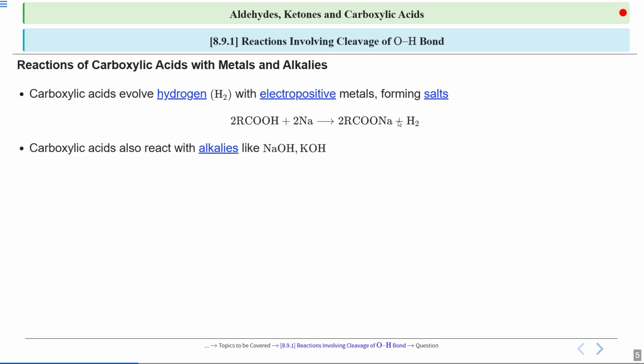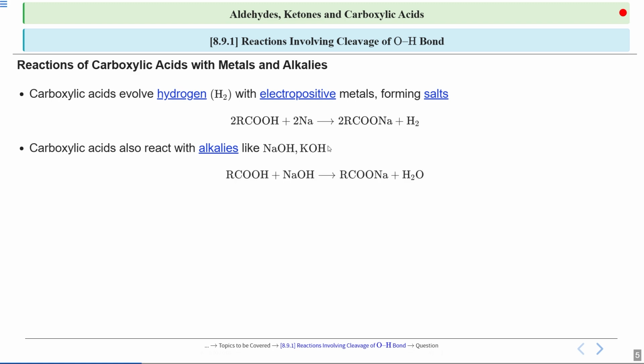Now carboxylic acids also react with alkalis such as NaOH, which is sodium hydroxide, and KOH, which is potassium hydroxide. These reactions are important because they show how acids can be neutralized by bases, forming salts and water.